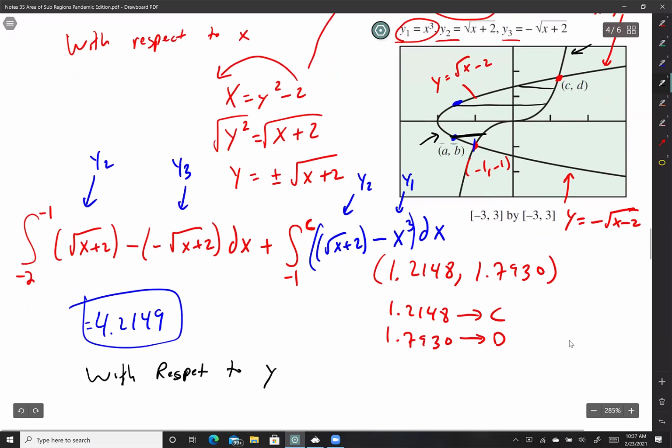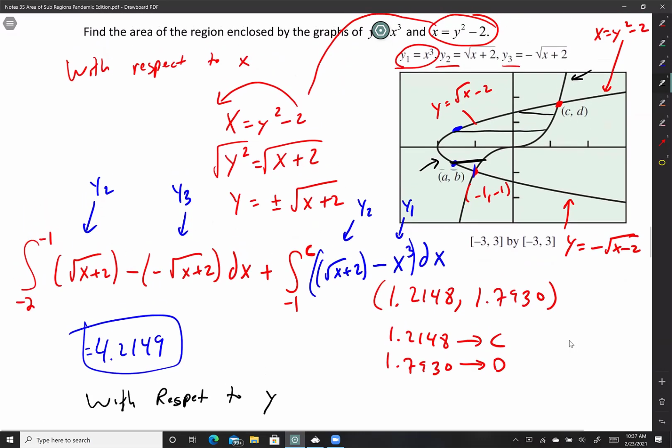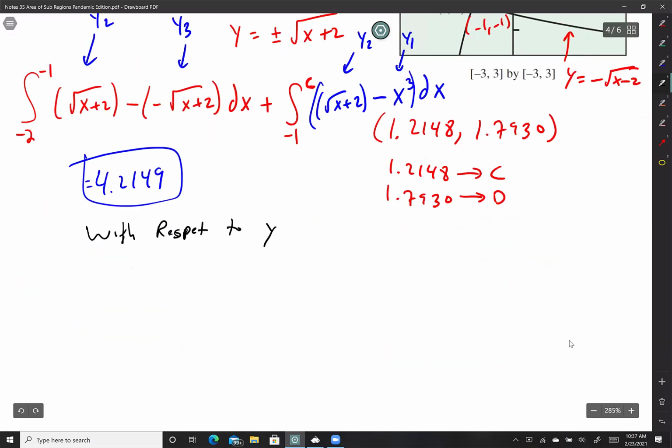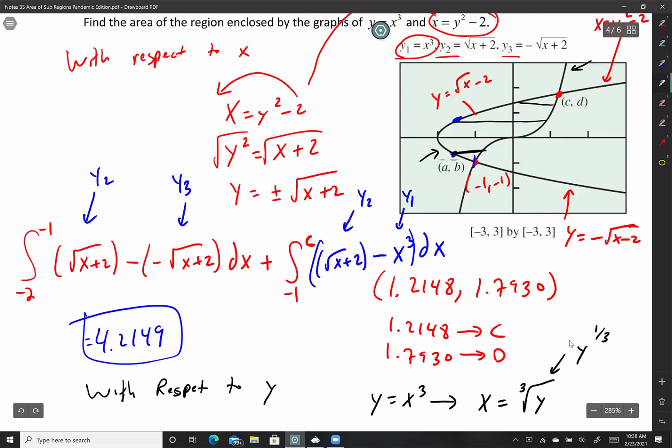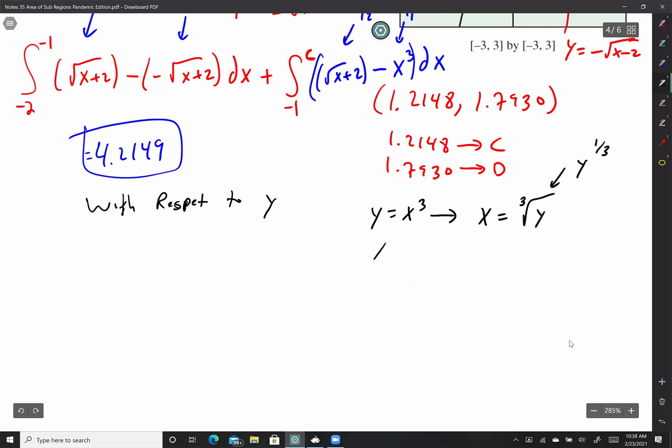So let's see, what curve is on top? The x cubed. So what do I need? I need to turn everything in terms of x equals. So y equals x cubed, arrow. That means that x equals the cube root of y. You could also say that's y to the 1/3. It does not matter. Just be consistent. And then we already know that this bottom curve is x equals y squared minus 2. X equals y squared minus 2.